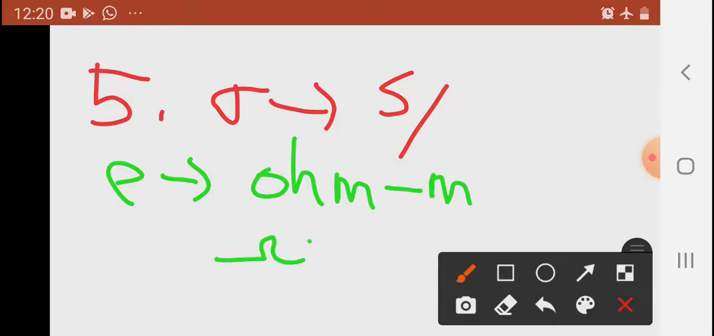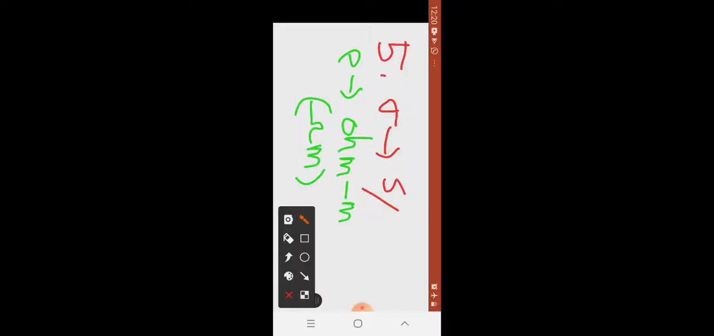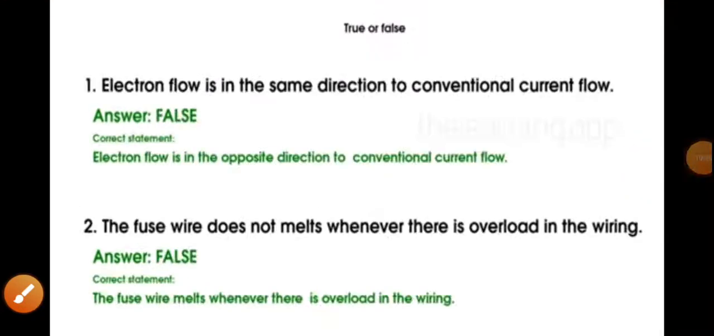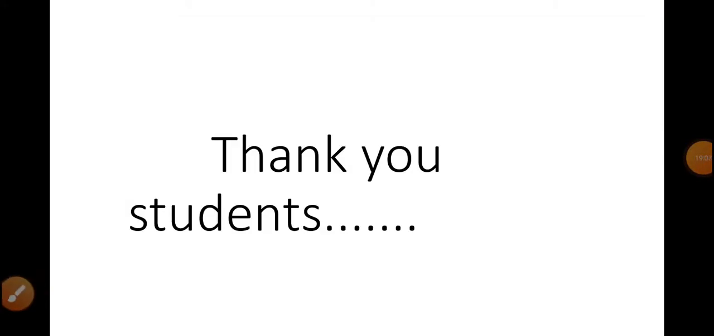So therefore we are using this symbol, so ohm meter. Okay, that's all. I hope you all understood this. One more question. So again you can go through one by one. I think inside the book you can also create questions and do some other problems. So all the videos you have to watch again, practice and study well. Thank you students.